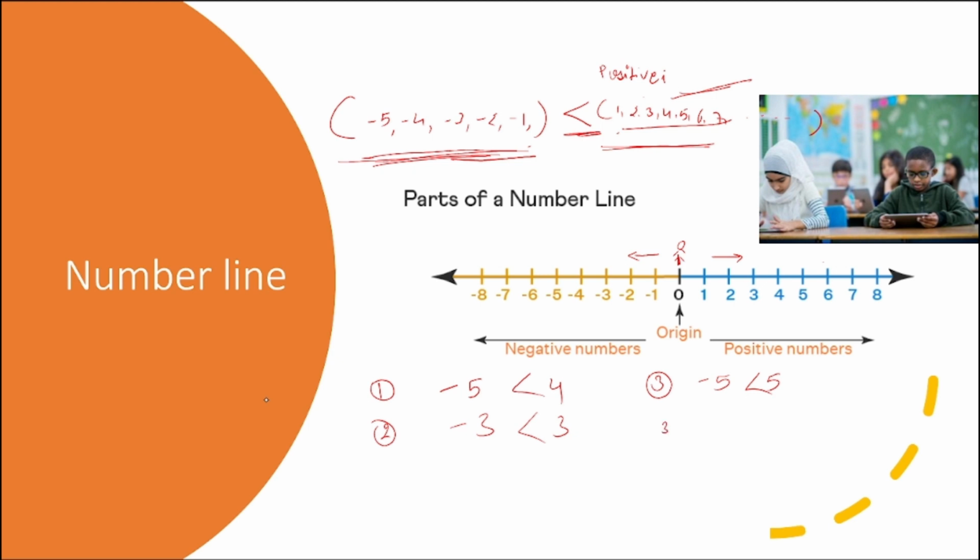Come to the next question, the fourth one. What about -10 and 11? Which one is greater? Because 11 is a positive integer and -10 is a negative integer, 11 is the greater number. Hope you understand this. Very good. Just copy it and understand it.